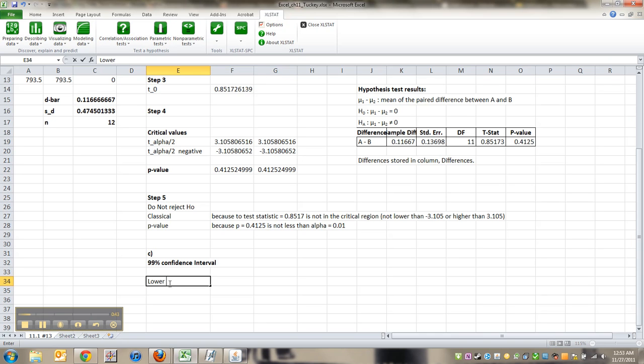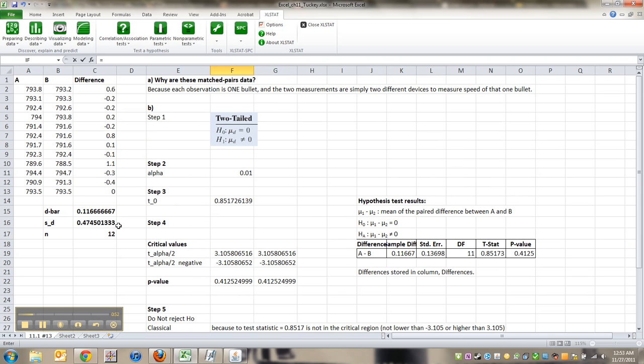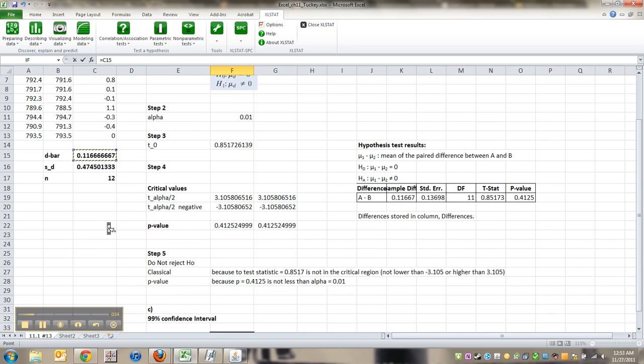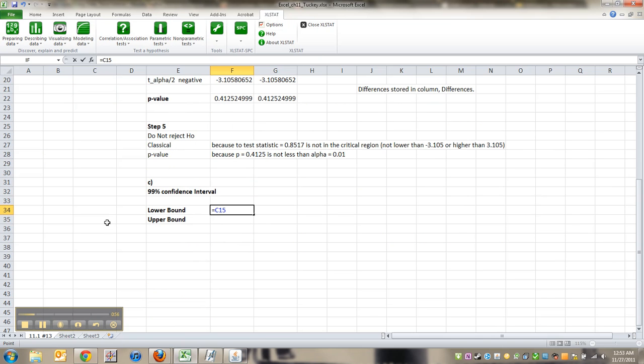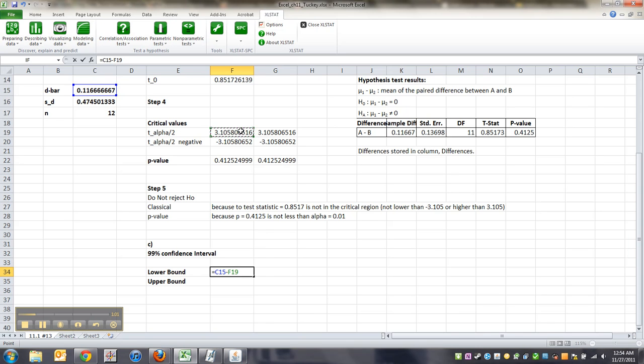We have our lower bound, and we're going to need an upper bound if you're doing it this way, right? So it's going to be d bar, which we already found. It's right here, d bar, which is in cell C15 for me, minus t alpha over 2, but I already found that with that t inverse function, times s_d divided by the square root of 12. Not 12 minus 1. You don't use the degrees of freedom. You just use what it is.